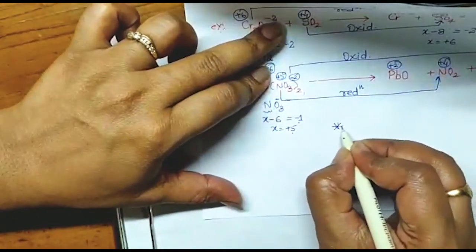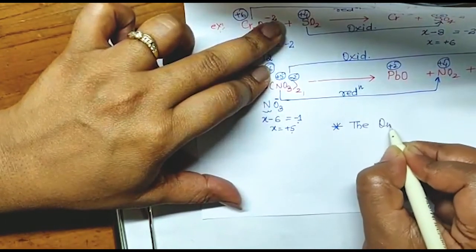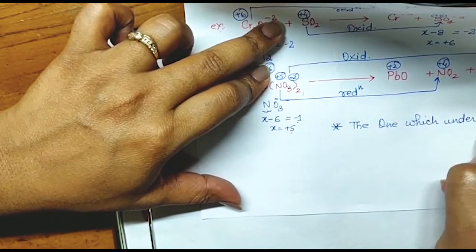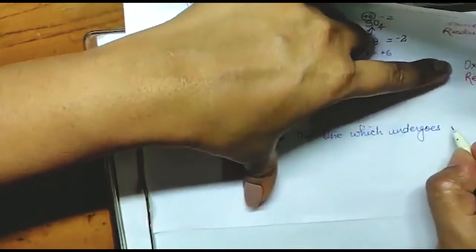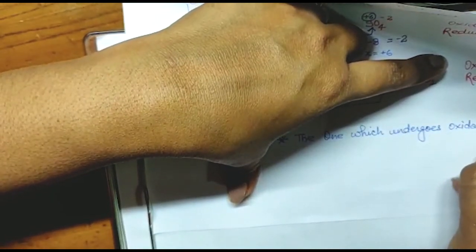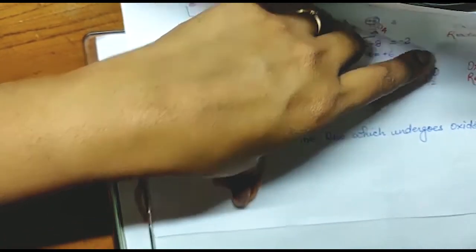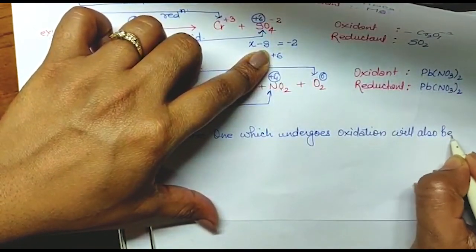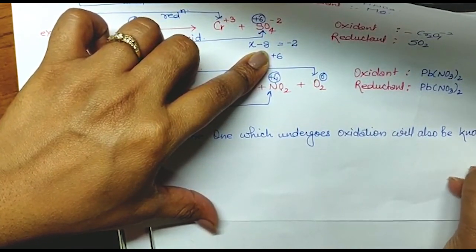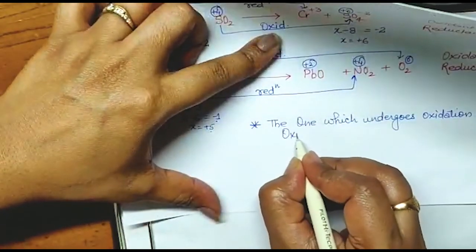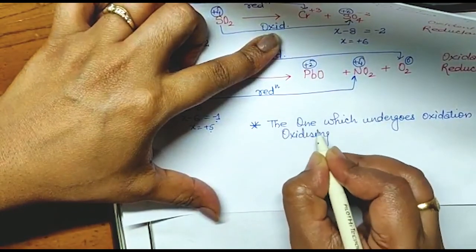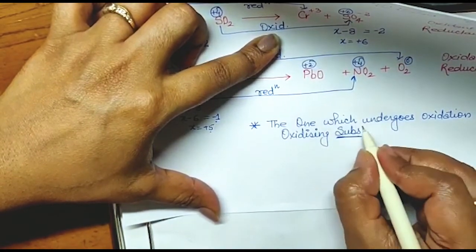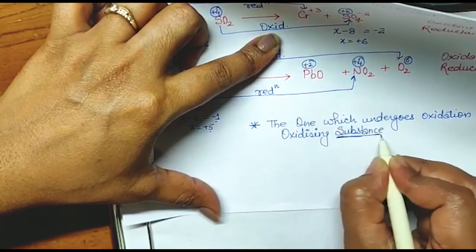So write in your note: the one which undergoes oxidation will also be known as the oxidizing substance. This is the important point, because students make mistakes in this. Substance. This is substance. Got it?